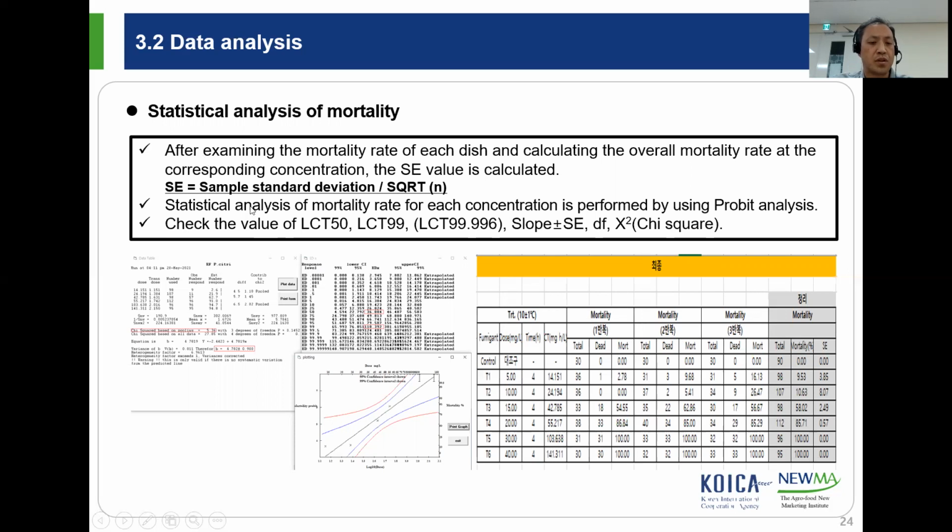Lastly, mortality should be analyzed statistically. Examine the mortality of each dish, and calculate the overall mortality at the corresponding concentration. Statistical analysis of mortality rate for each concentration is performed using probit analysis. This one. Check the values of LCT50, LCT99, like this. You can calculate the mortality according to the CT product.